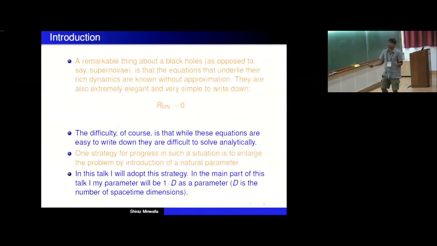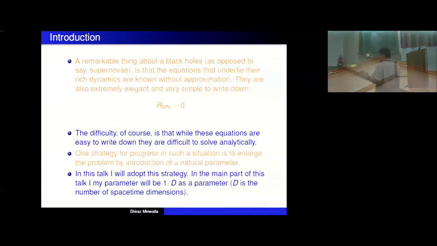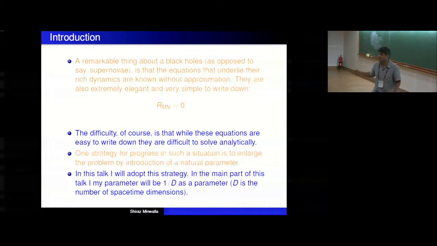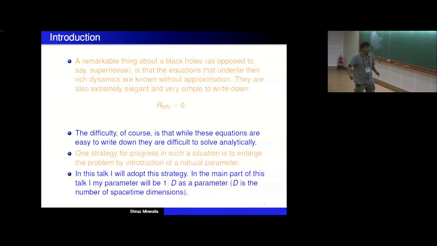As everyone in this room knows, something that's totally remarkable about black holes as opposed to, for instance, supernovas, is that though they undergo very complicated dynamics, the dynamics is governed by very simple and very beautiful equations we can write down on a t-shirt. These are the equations. It's R_mn equal to 0.